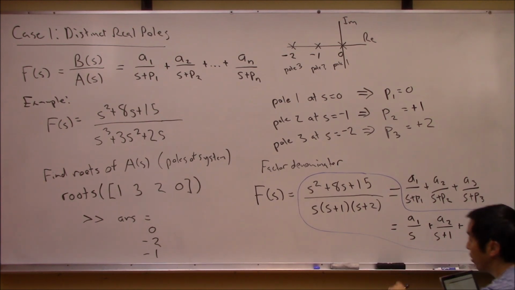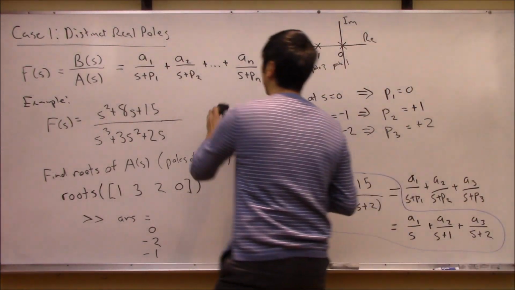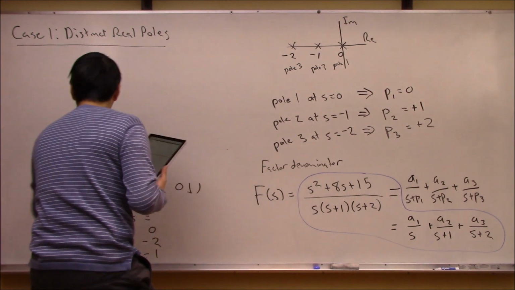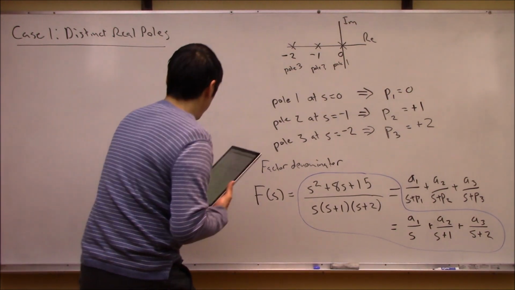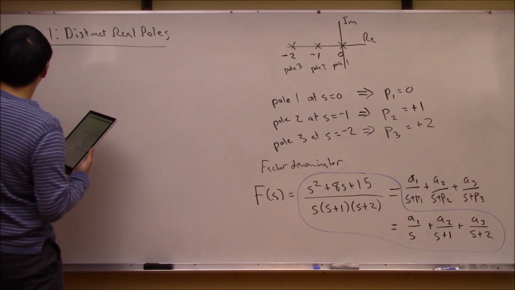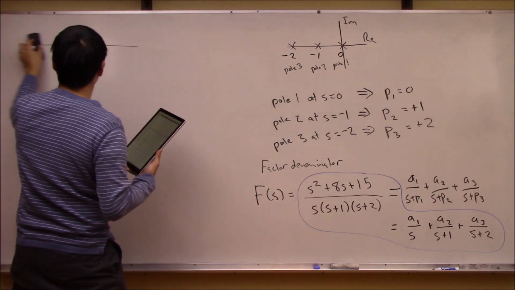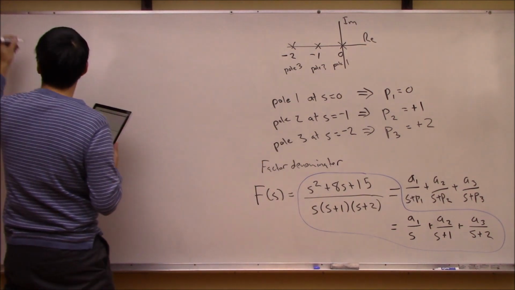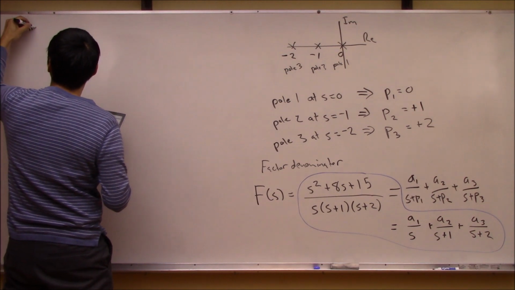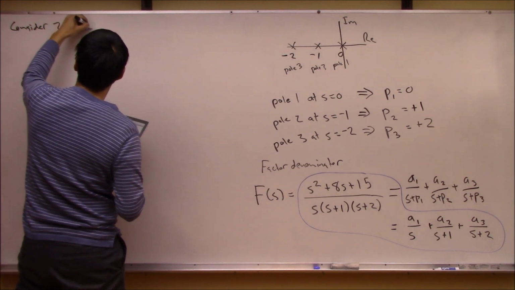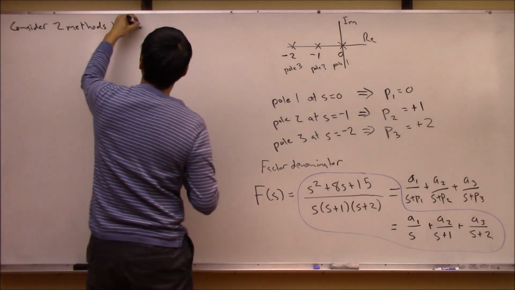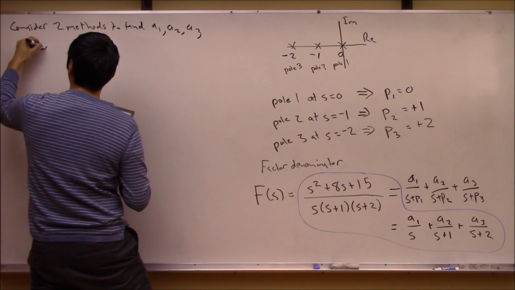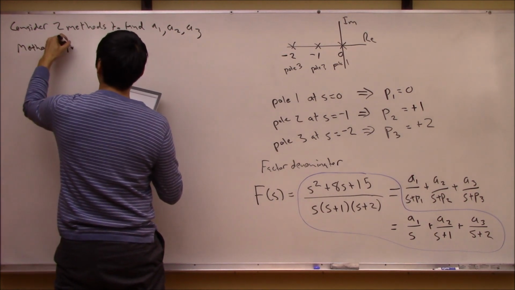So there's a couple of ways we can do this. Let's go ahead and I'll erase some of this to get a little bit more room, okay? So let's look at 2 methods of how to do this, and really they're very similar. We know we're in case 1, and within this case 1, we're going to look at 2 methods to find a1, a2, and a3. So I'll just write that down. Consider 2 methods to find a1, a2, and a3. Okay, so method 1. Let's refer to this as the multiplication method.